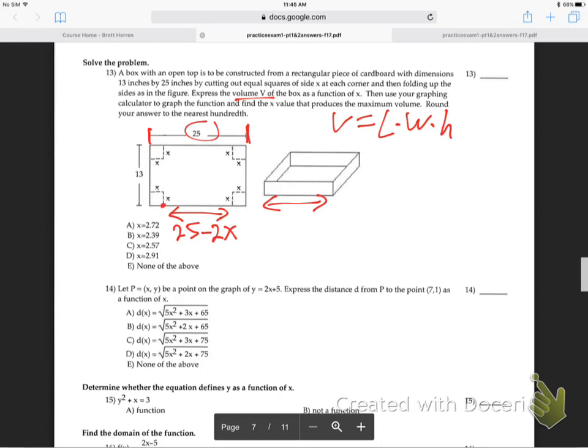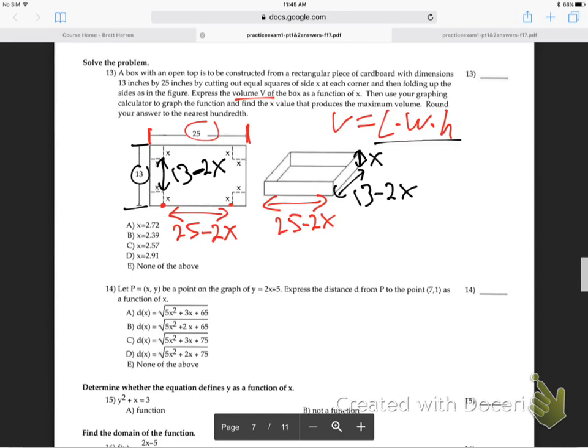Y'all with me? From there to there? Because you have 25 outer to outer, back up x, back up x. 25 minus 2x. So that's this right here, the width or length or whatever you want to call it, doesn't matter. And then what's inner edge to inner edge here? It's outer to outer, 13 minus 2x, same kind of thing. So here to here is 13 minus 2x. Good, and then what's the height? That's just x, because that x is what folds up to become height. Okay, so there, length, width, height.